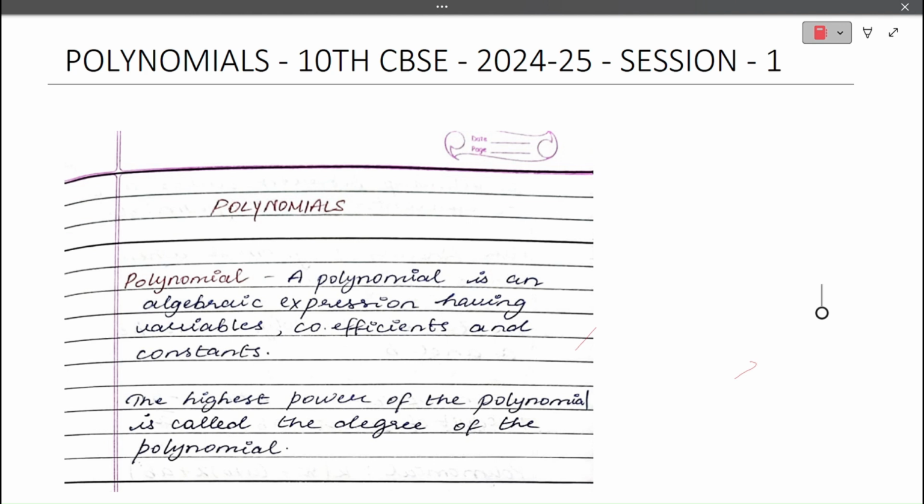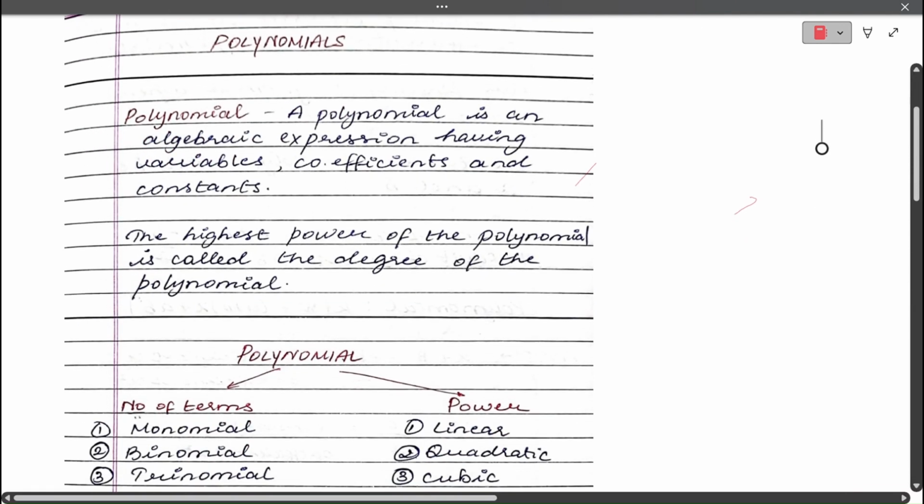In this session, we will be starting a new chapter named Polynomials. So, what does the name polynomial suggest? It's basically an algebraic expression relating variables, coefficients, and constants. And the highest power of the polynomial is called the degree of that polynomial.